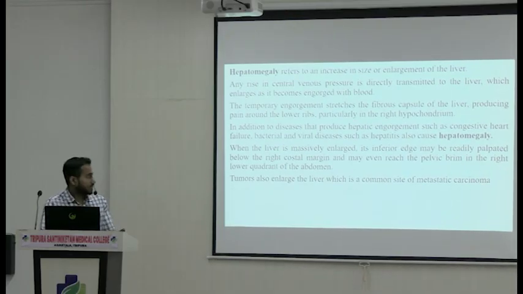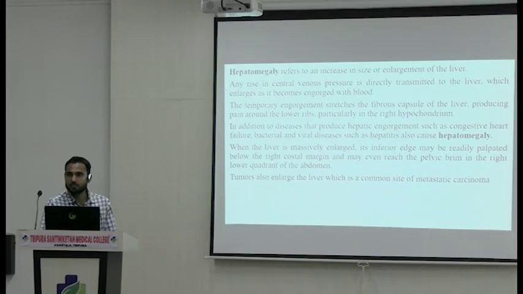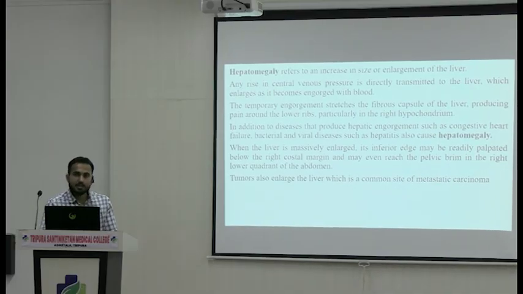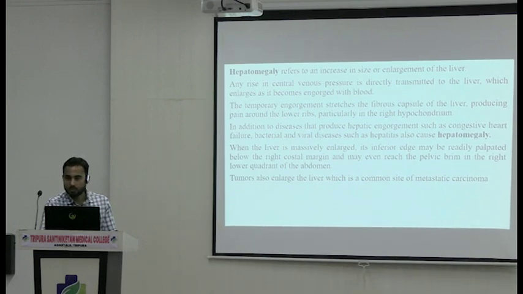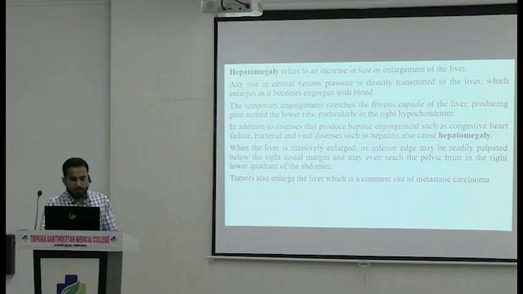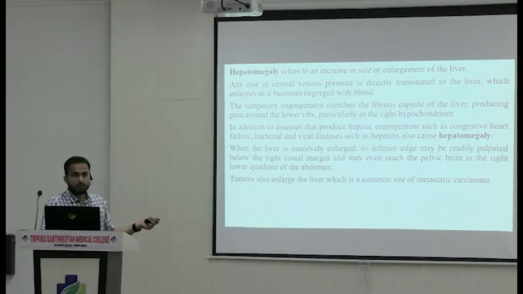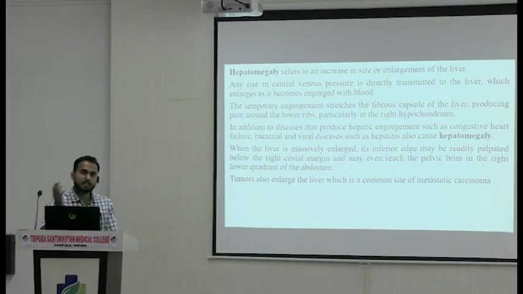Now, when the liver is massively enlarged, its inferior edge may be readily palpated, meaning you can easily palpate it. In some cases it can reach up to the right lower quadrant of the abdomen. Tumors also enlarge the liver, which is a common site for metastasis. Metastasis from other organs into the liver can also cause hepatomegaly.